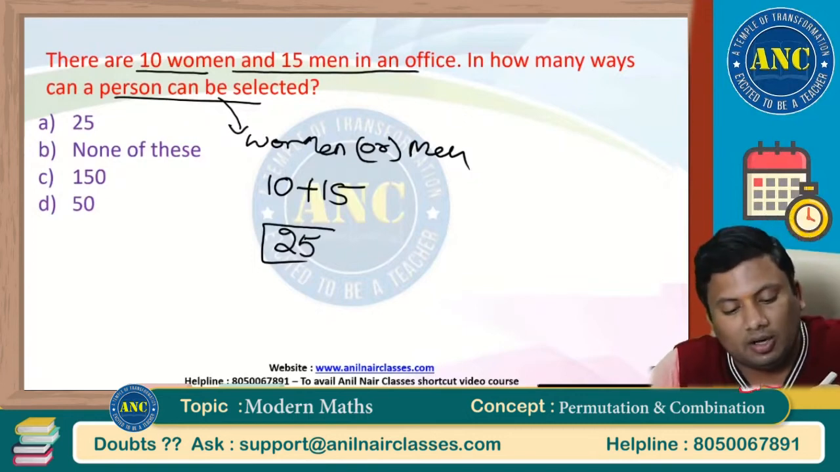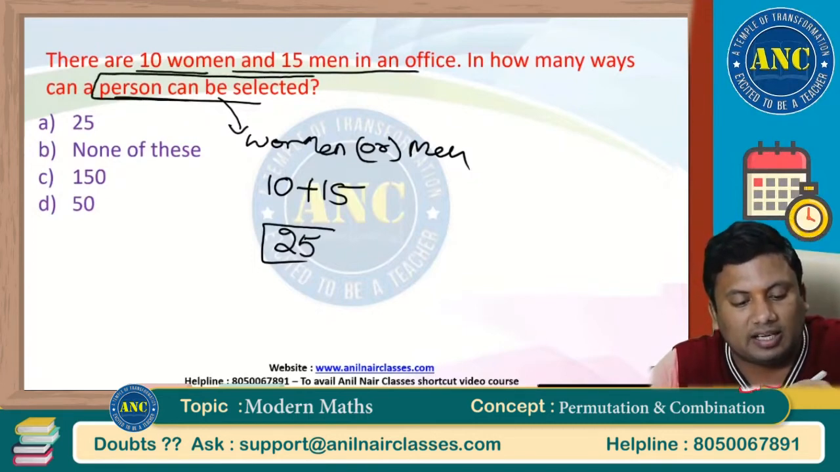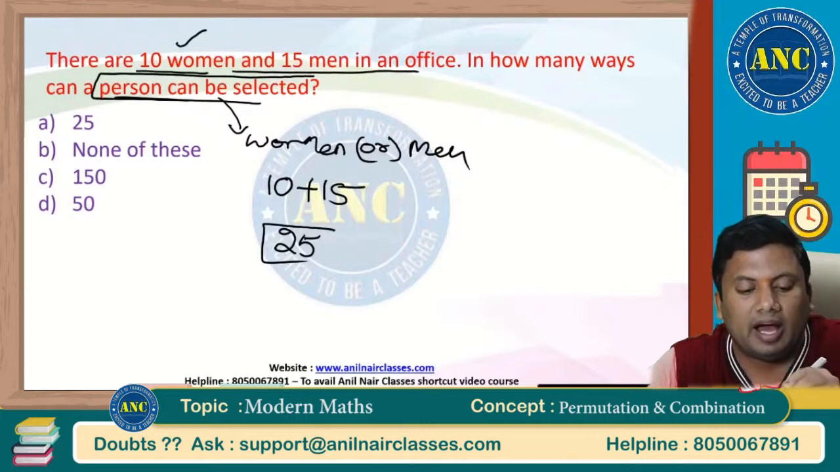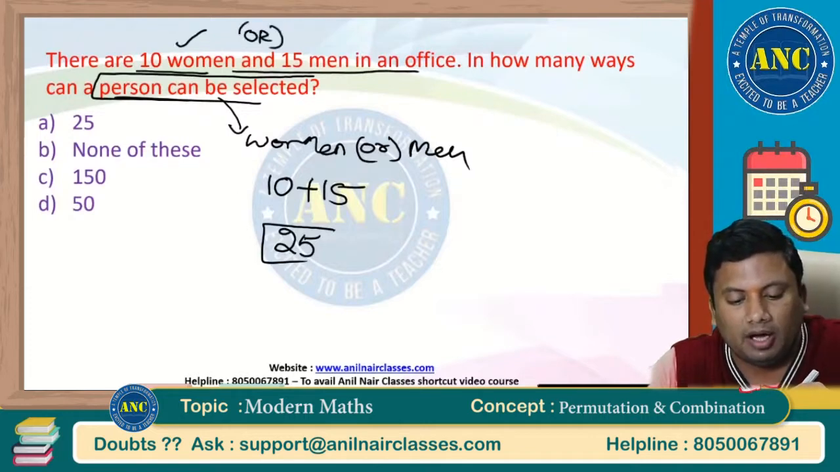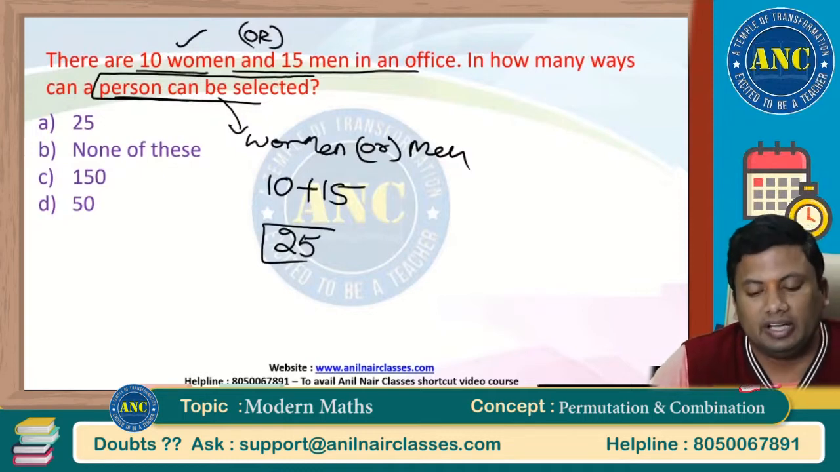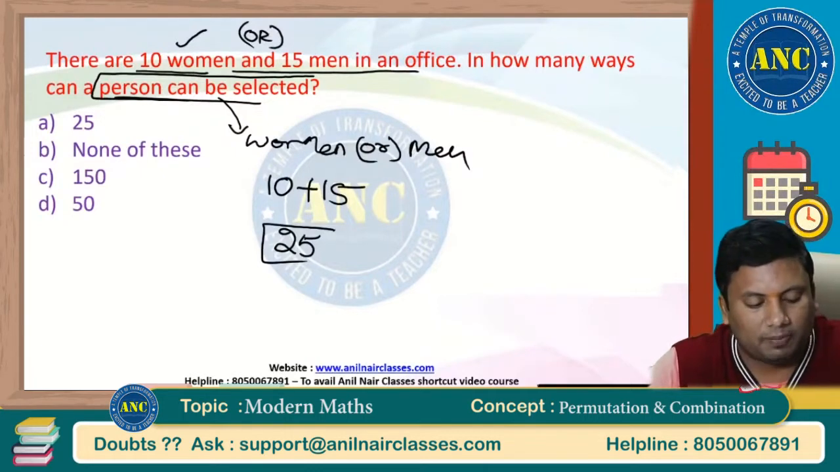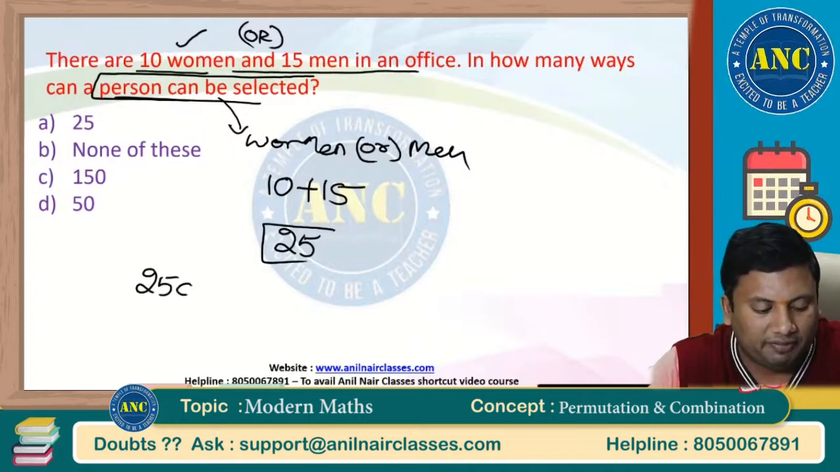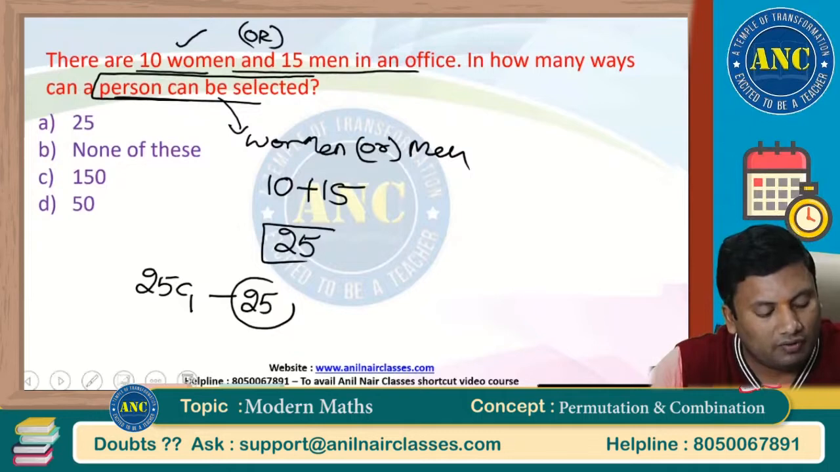He said that in how many ways a person can be selected. A person selected can be either a woman or a man. Even if there are 25 people sitting in an office, in how many ways can one person be selected? 25C1. Answer is nothing but 25. That is also one way to look at it.